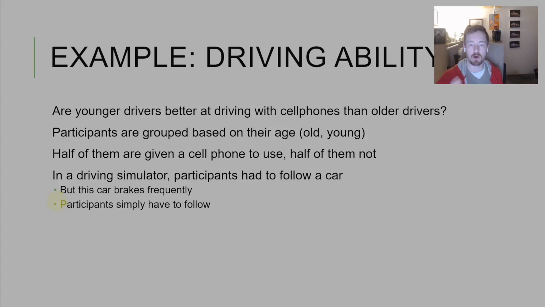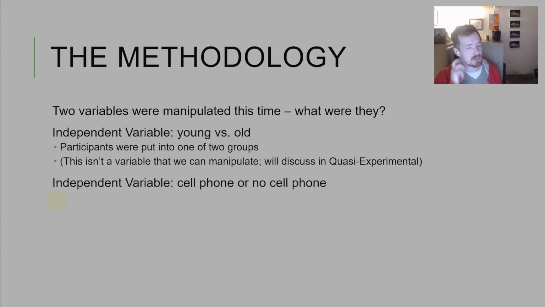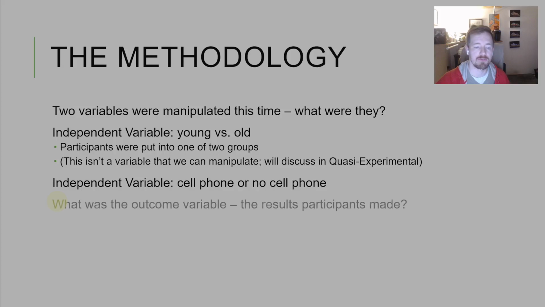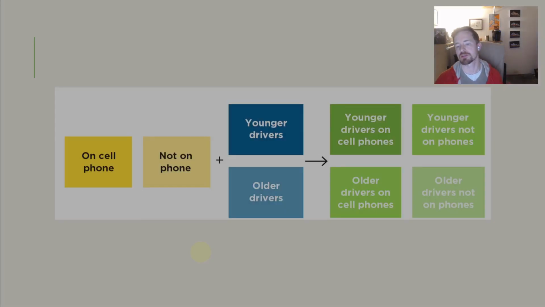And then we're going to have people who are old and young, and then people within each of those groups. Some have a cell phone, some don't, and we're going to see how closely they can follow that car, or what the reaction times are whenever they hit the brakes. So those were the two independent variables, the age and the cell phone. The outcome variable, how well did participants drive? Basically, they were just looking at brake time. They were looking at how quickly they can hit the brakes whenever the car in front of them slams on brakes.